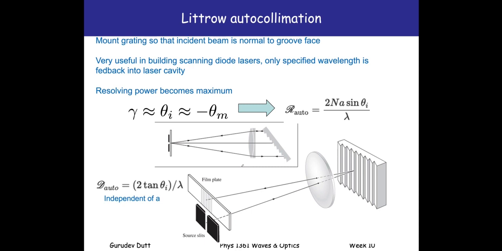And the dispersion D in the autocollimation condition also becomes independent of the slit width. So the separation between the lines, not the slit width, this dispersion is just dependent on the incident angle theta I.